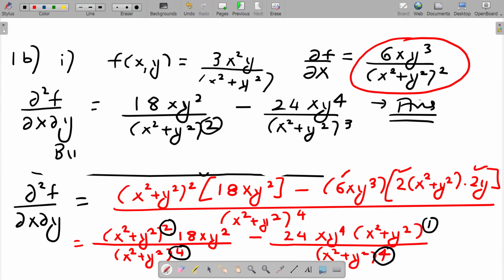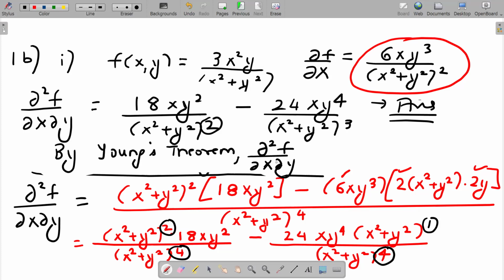And by Young's theorem, I have covered Young's theorem in my lectures on partial derivatives, del square f by del x del y will be equal to del square f by del y del x. By Young's theorem, they will be equal to each other.